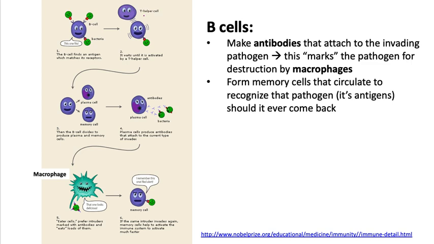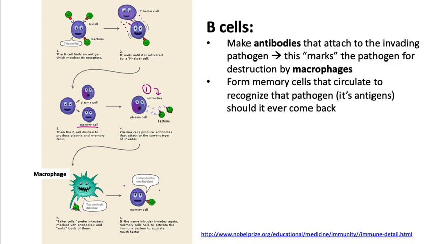So when the helper T cells send these chemical signals, the B cell becomes activated. When the B cell is activated, it's going to do two things. The first thing that the B cell does is it'll make antibodies for the pathogen. The second thing it'll do is it'll produce a memory cell, which will have that long-lasting recognition of pathogens and their antigens, and therefore it'll be able to destroy pathogens should they ever come back again.